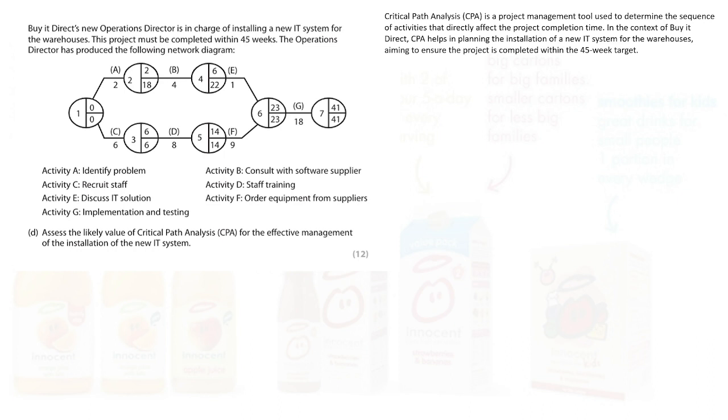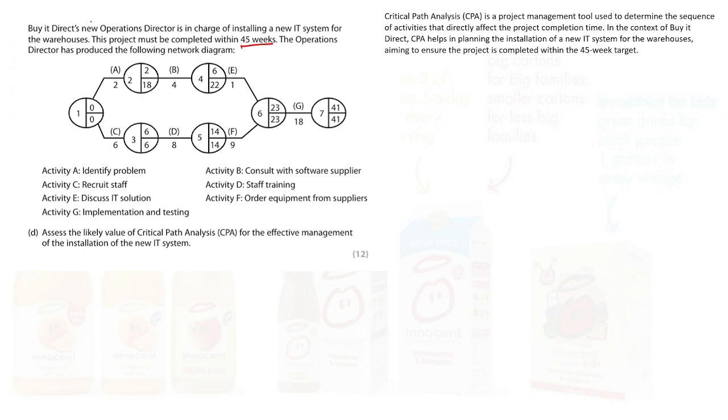So let's look through this first paragraph first. BioDirect's new operational director is in charge of installing new IT system for the warehouses. This project must be completed within 45 weeks. Okay, key information, which isn't available down here. The operations director has produced the following network diagram. Hold the phone. This is where we get all excited about CPA diagrams.